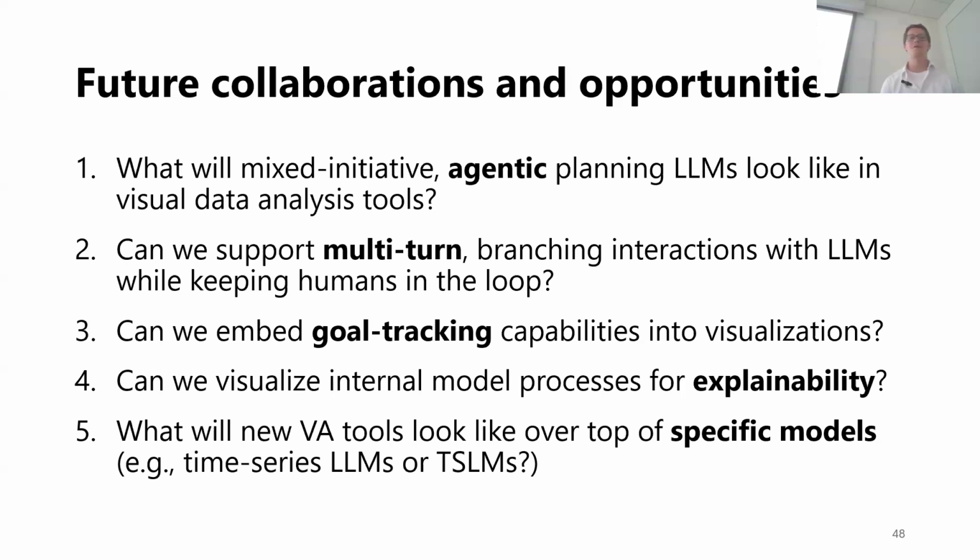And so I'm always looking for future collaborations and opportunities with everybody. If you're interested in this stuff, it's a number of things we've already talked about today. But again, what does this mixed initiative agentic planning look like, where the AI can, again, perform multiple steps of operations that humans do? And if it turns into this multi-branching interaction, what does the interface look like? How do we help users keep track of what they're working on? How do we help the AI keep track of what it's working on? And that turns into goal tracking, how we can extract out what your intentions were and map them to stages of analysis.